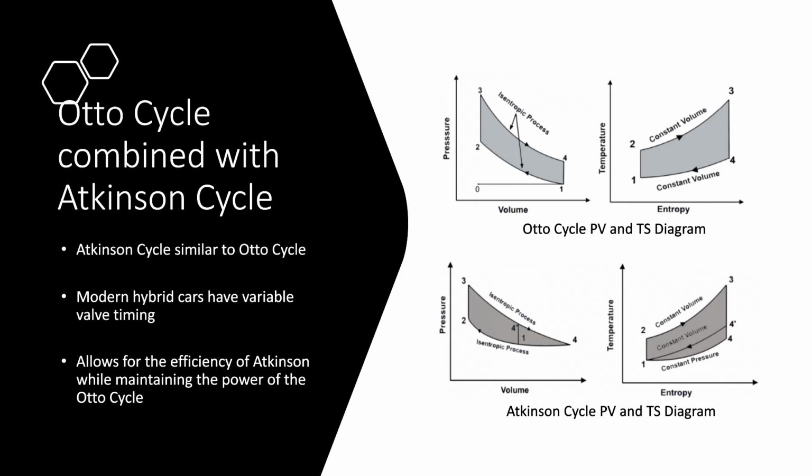Now, in order to best utilize this, most hybrid cars use variable valve timing, which swaps between an Otto cycle and an Atkinson cycle when it is most needed. At times where a lot of power is needed, it will use an Otto cycle, and at times where it needs to run efficiently, it will run the Atkinson cycle. And that's everything.